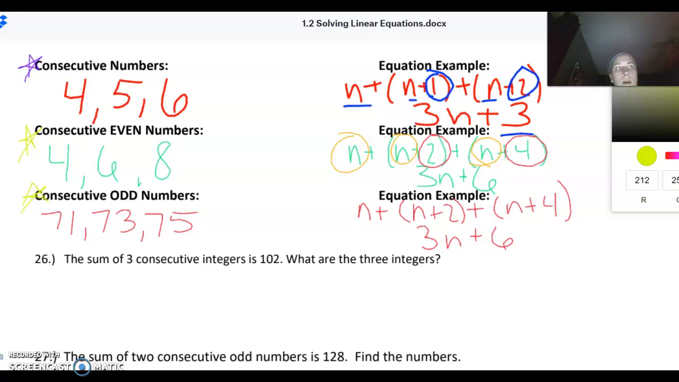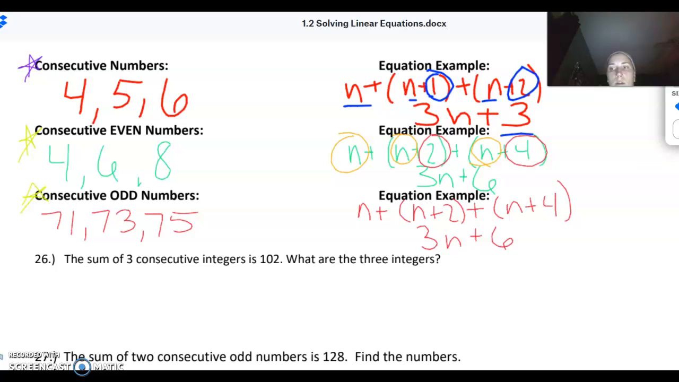So now I'm going to move on to number 26, and we're going to practice using this. Number 26: the sum of 3 consecutive integers is 102. What are the 3 integers?